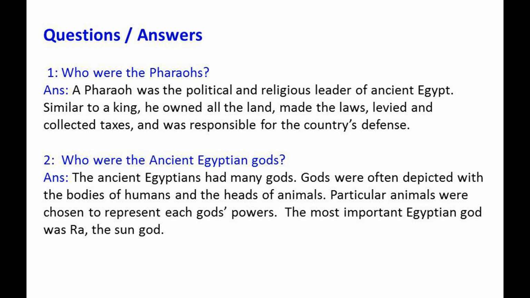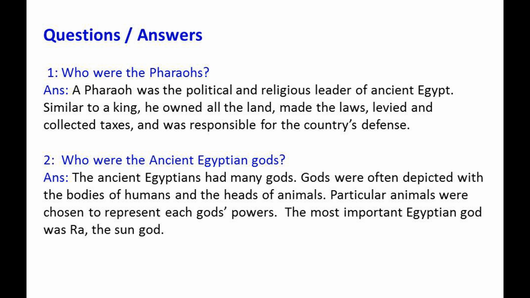Short questions. 1. Who were the pharaohs? Answer. A pharaoh was the political and religious leader of ancient Egypt. Similar to a king, he owned all the land, made the laws, levied and collected taxes, and was responsible for the country's defense.